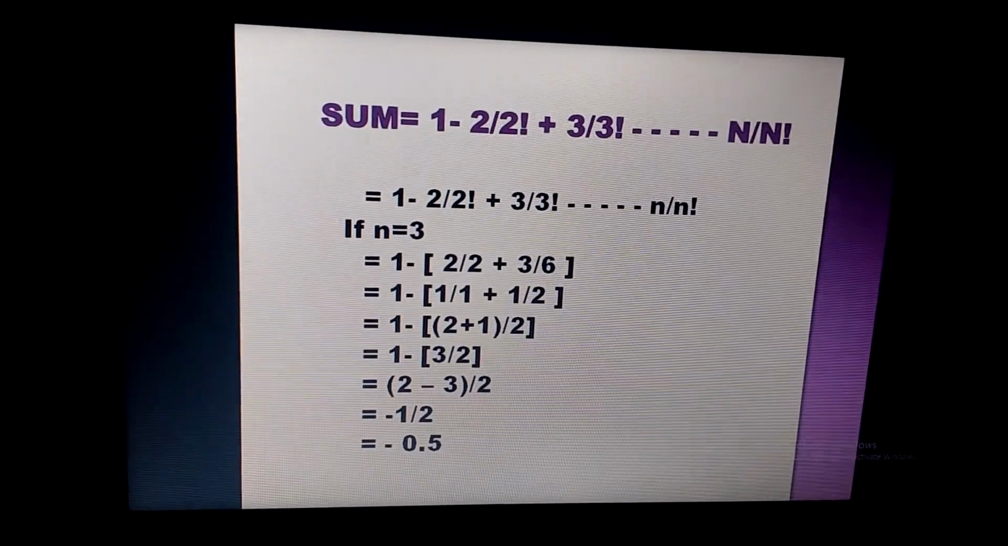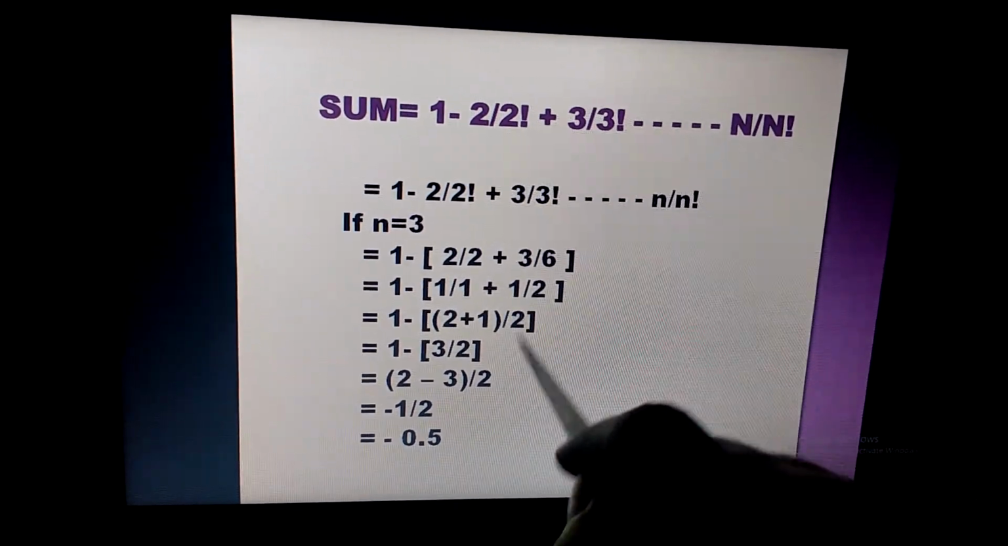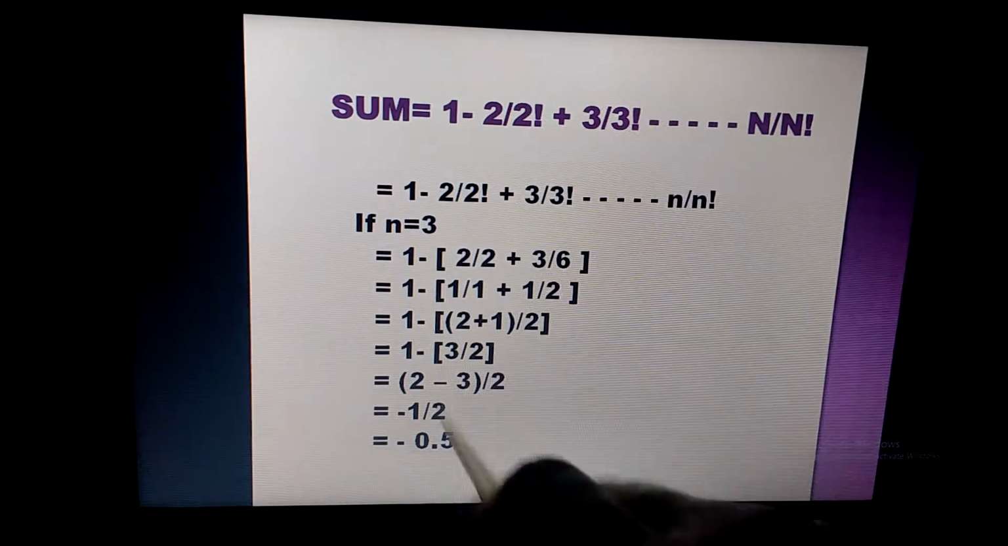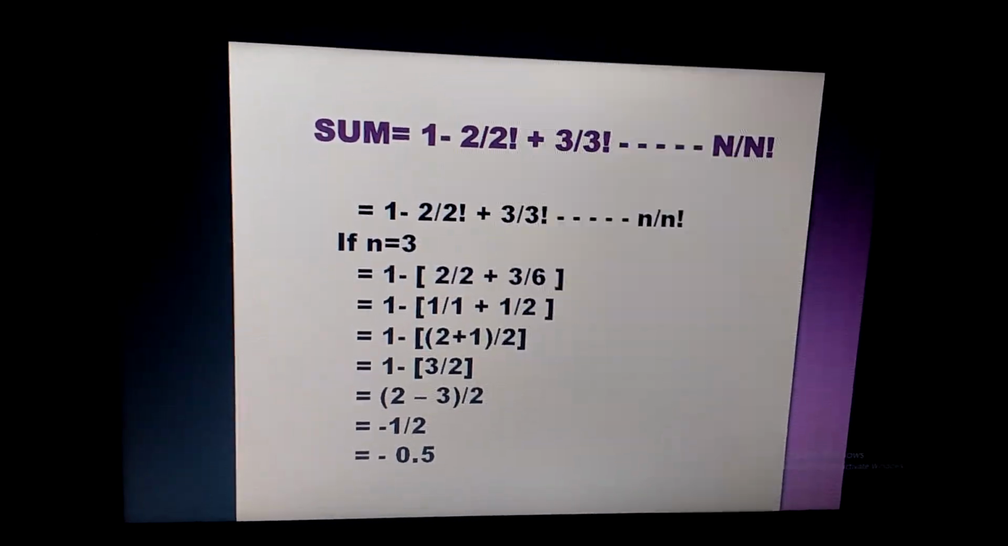Now I have taken an example here, sum where n is equal to 3, and using normal mathematical methods I have solved it. So I have got the value minus 1.5. Now let us see whether after execution in the command prompt we will get the same output or not.